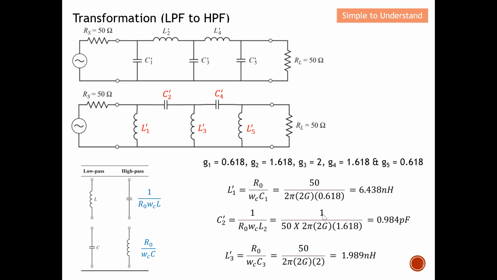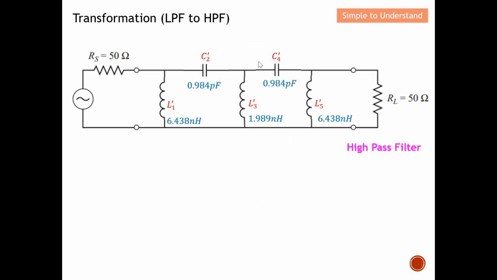So if you still remember, I told you that they are actually symmetric. So C2 will be equals to C4, L1 will be equals to L5. So basically with this, I have actually designed my low pass filter. And then from my low pass filter, I actually convert them into high pass filter. So basically this is what I call a filter transformation from low pass filter to high pass filter. So basically whatever I calculate, I just put it over here in order to make the discussion complete. So basically this will be a high pass filter.